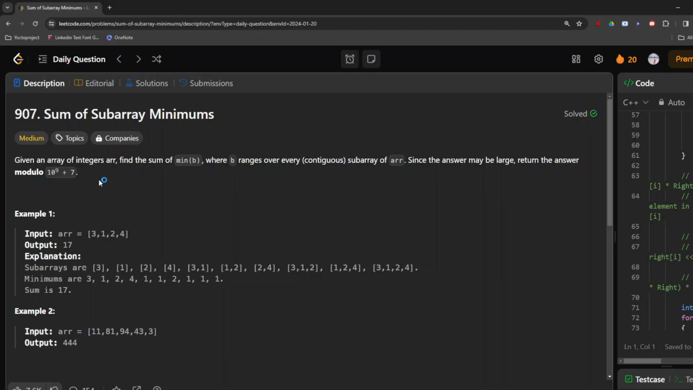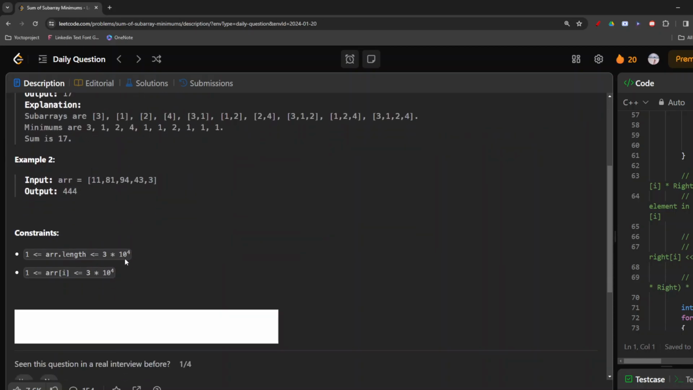So basically, let me first explain this question. And before that, let us check the constraints. Here we can see that the constraints are up to 10 raised to power 4, right? So as per that, if we do n square for the same, it will go to 10 raised to power 8, right? So we can only go ahead with n log n types of solution, not n square.